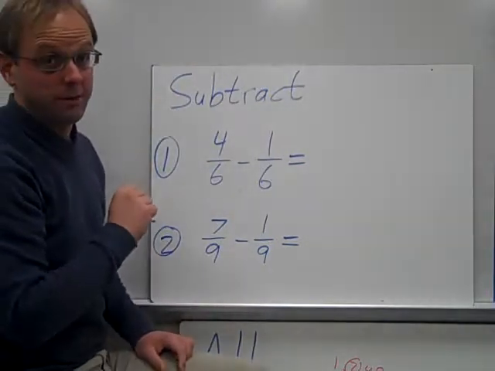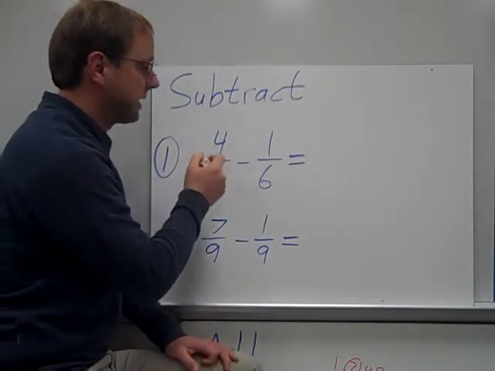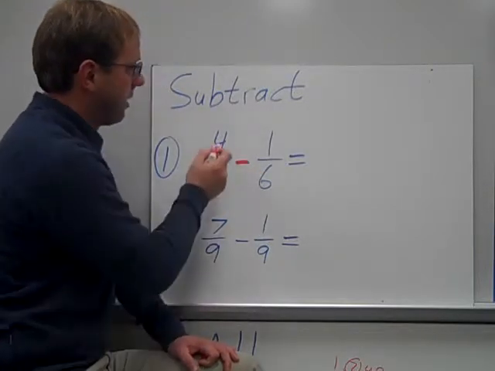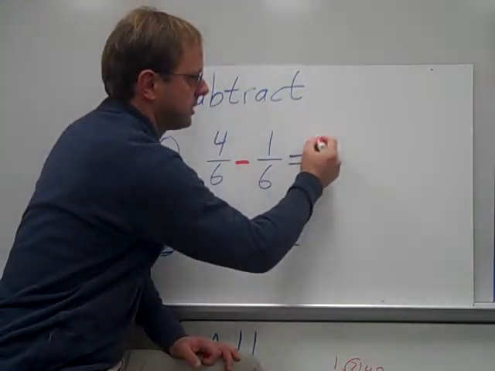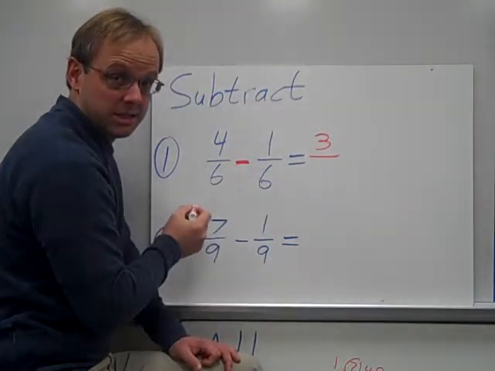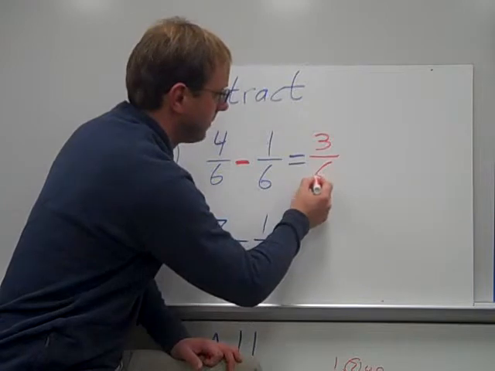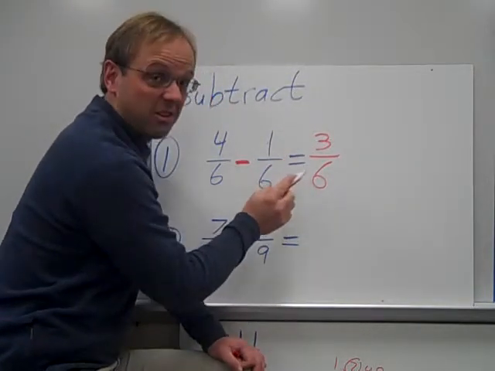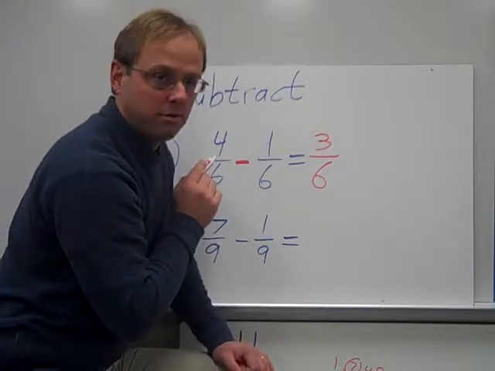Now, subtracting fractions. It's the same exact idea, except that we are now subtracting. 4 minus 1 is 3. My 6 stays the same. And look at this. I know because 3 is a factor of 6, I know that I can reduce this.